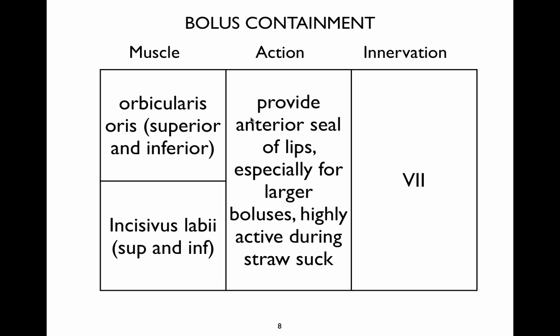And this is very important, especially as you get larger boluses, or if you are sucking on a straw. So the muscles that come into play at this stage, for example, are the orbicularis oris and the incisivus labii. The innervation for these muscles that are important for bolus containment is from cranial nerve 7.